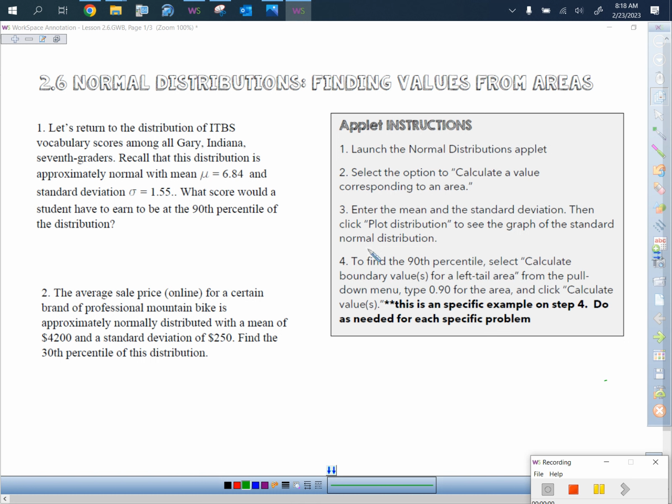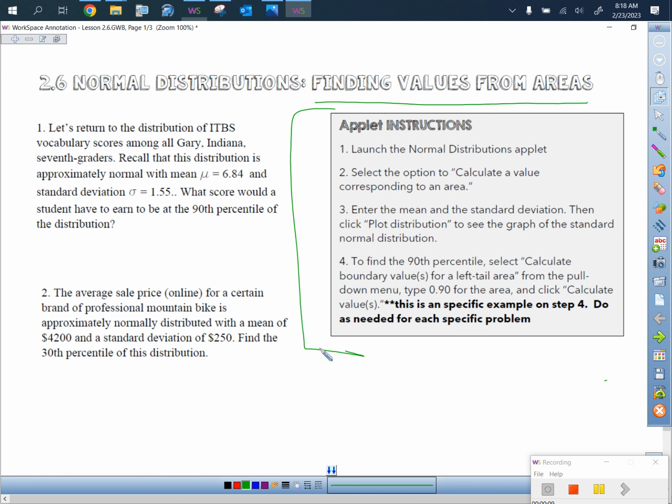So, lesson 2.6 today, finding values from areas. We're going to let the applet do all of the work for us. And if you get a little lost, especially next week when we take our quiz, you might wonder, how did we do that on the applet, sir? I literally typed out the instructions for you of how we did that. So this is a very valuable worksheet to have on test quiz day, which will be next Wednesday. We'll have a review day on Monday, and then we'll do the quiz on Wednesday.